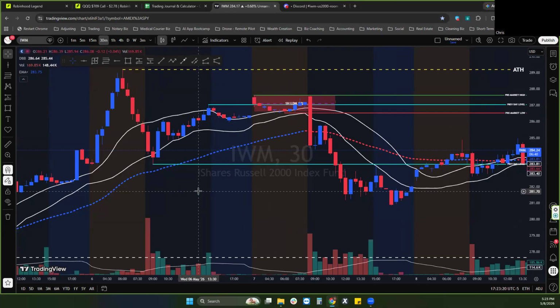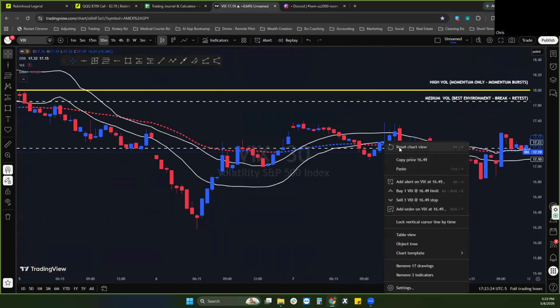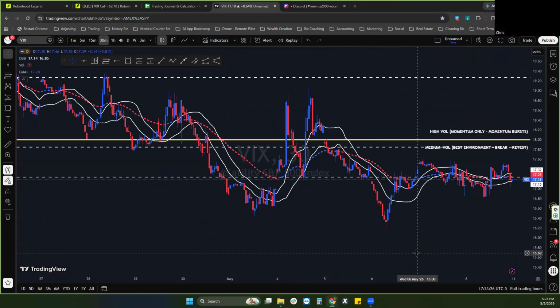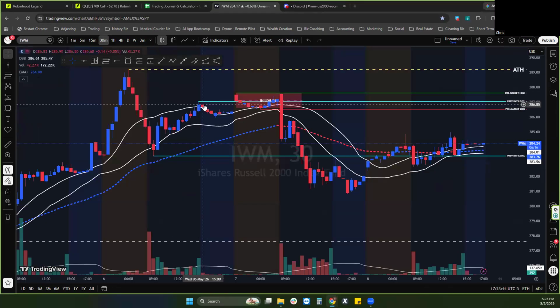Let's see, May 7th. Let's go to the VIX. Let's find May 7th, which is right here. Look at the yellow line, medium volume, best environment for break and retest. So on the 7th of May, price is below the 18 for the VIX. So we'll be looking for break and retest.